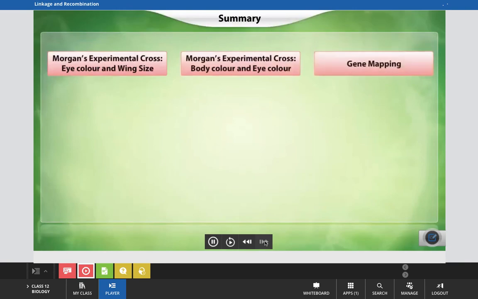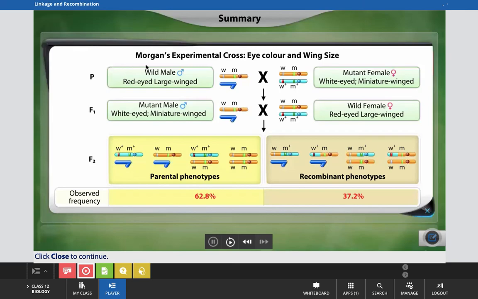Let's summarize what we have learned so far. Click the tabs to learn more. These are the three areas on which we have focused in this presentation. First, Morgan's experiment crossing eye color and wing size, in which, in the F2 generation, the observed frequency was 63% parental phenotypes and 37% recombinant types.